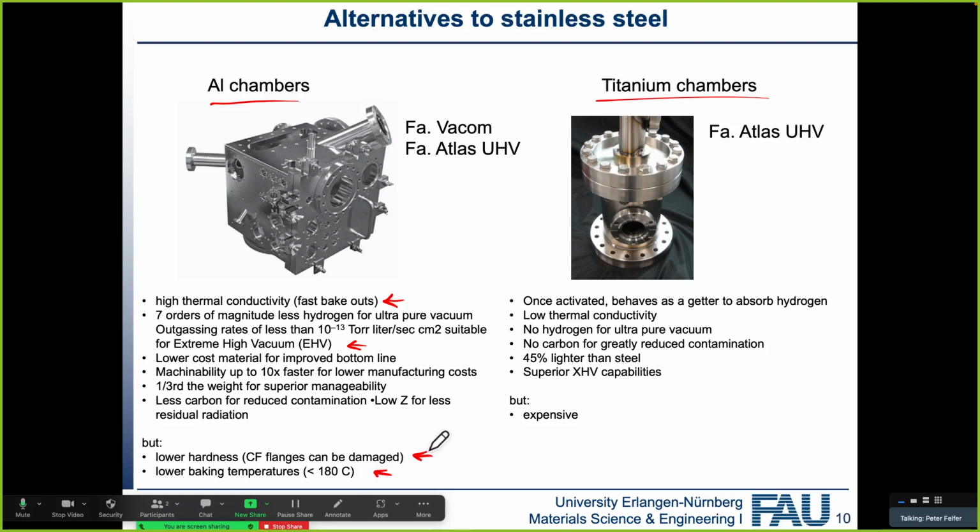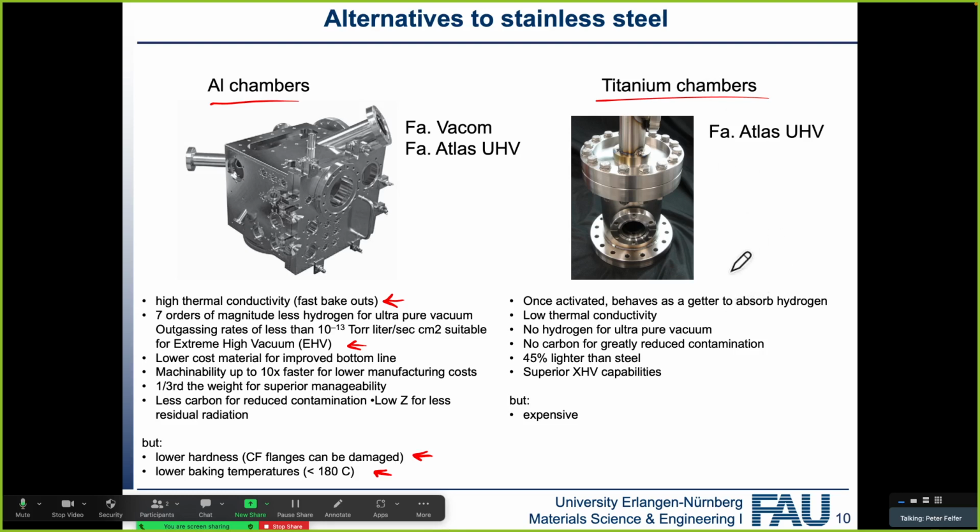And what's even more important is aluminium is relatively soft, and if you have ever handled ultra high vacuum systems, you'll know that if you hit a flange the wrong way, it will get a nick in it, and then the chamber is done. And this is really, really critical with aluminium CF components because it's very easy to ruin your chamber, and this is one of the reasons why we don't use them.